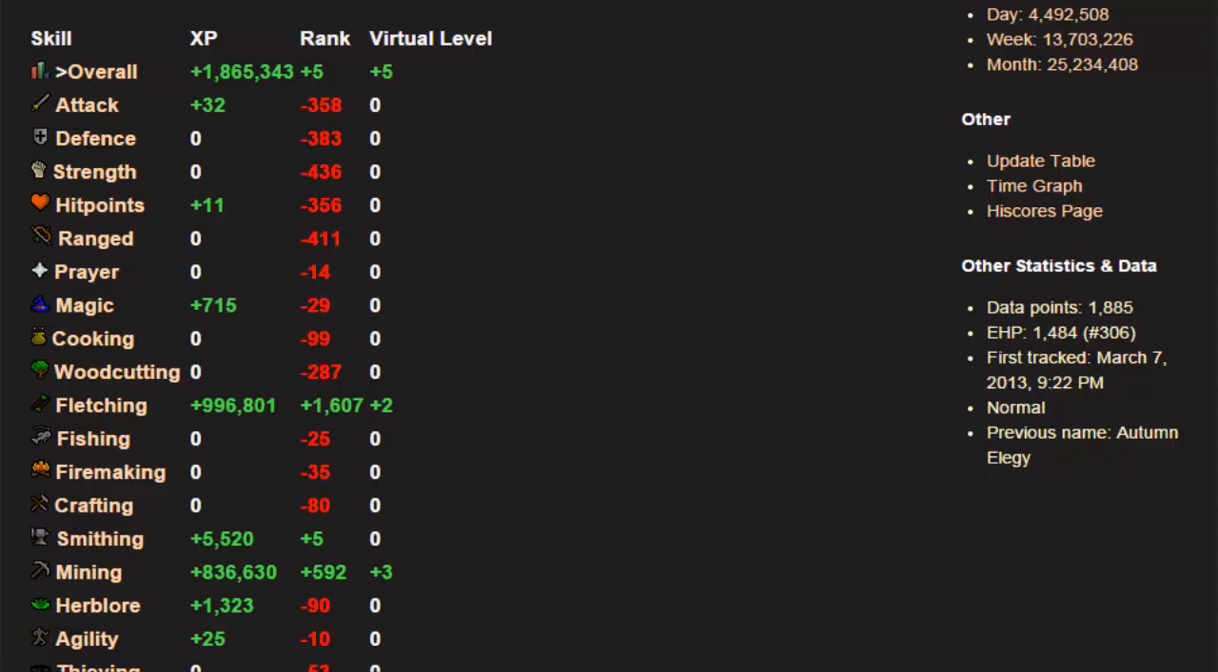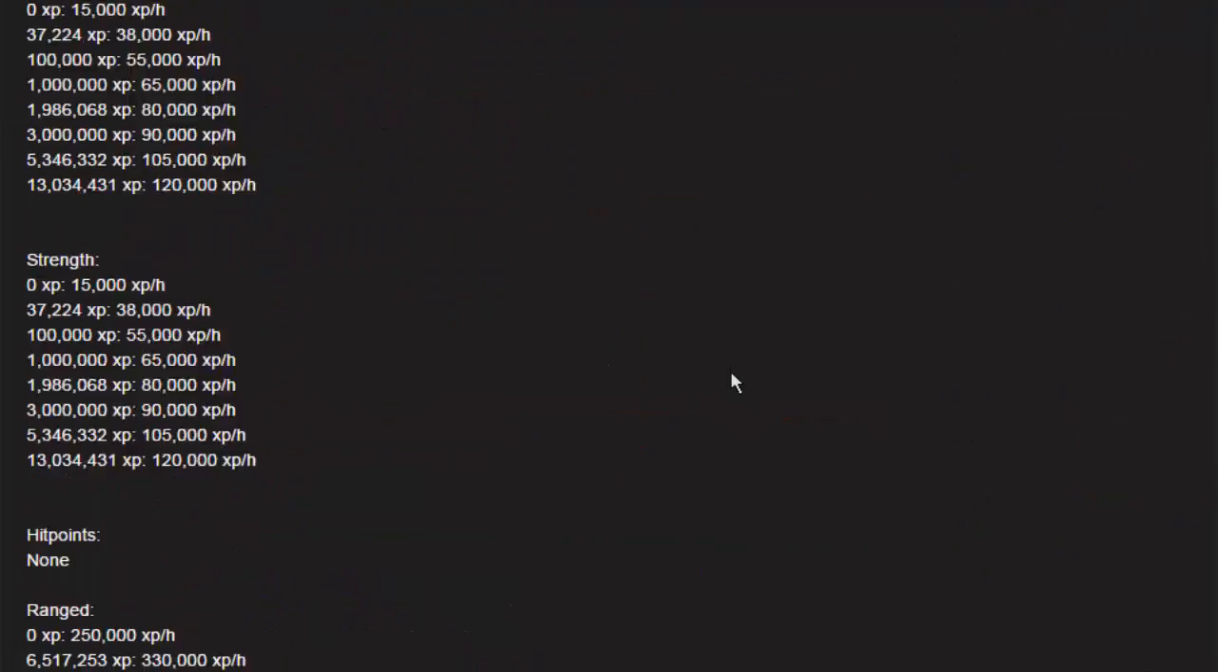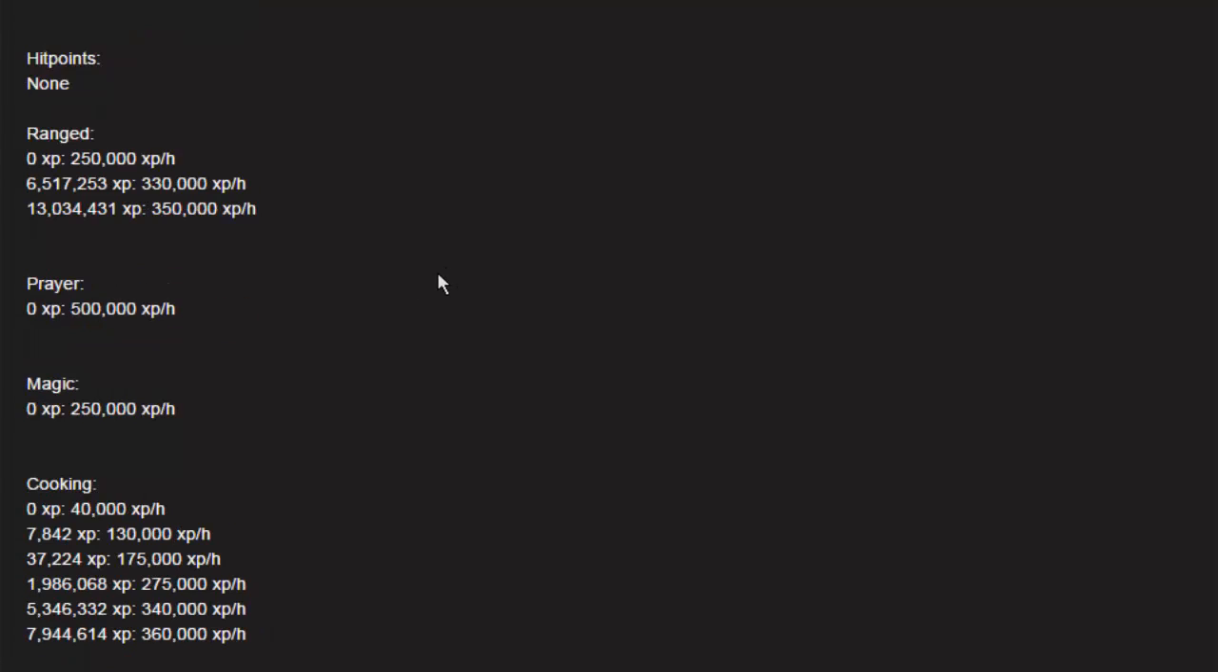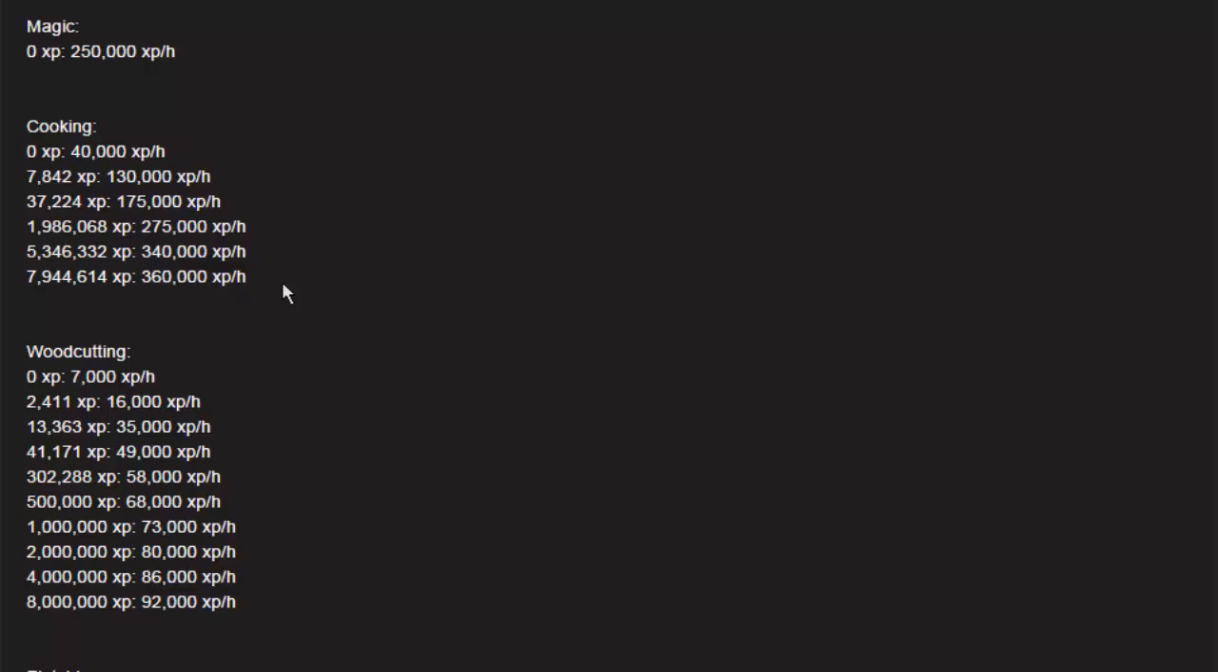So it's not a perfectly accurate system, but it's sort of a way of determining how efficient you are if you compare it to how much time you actually think you've played. And also it's just an interesting way to see what the assumed XP rates are, because as you can see, some skills you may not immediately know how to get really high XP rates, and things like cooking, 360k XP per hour in cooking from 94 onwards.